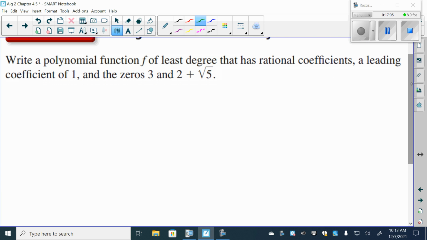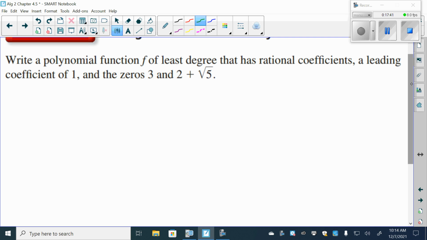So, what we're going to do for this last part is finding the polynomial of least degree that has a rational coefficient and a leading coefficient of 1, and zeros of 3 and 2 plus the square root of 5. What they're talking about, polynomial of least degree, is saying that all of these zeros only appear once. Because if we're just listing them out, we don't always have to list out the repeat. So least degree, we're talking about the smallest one.